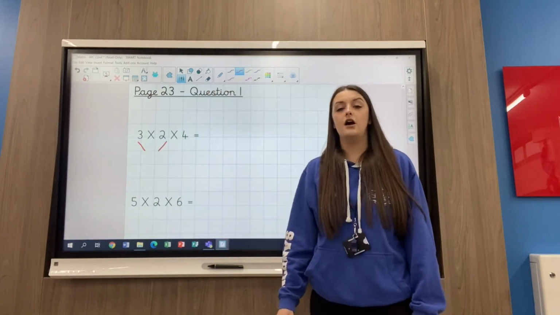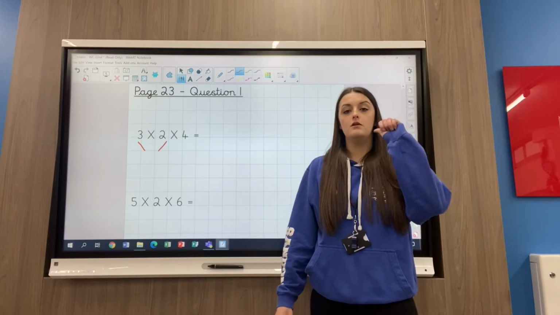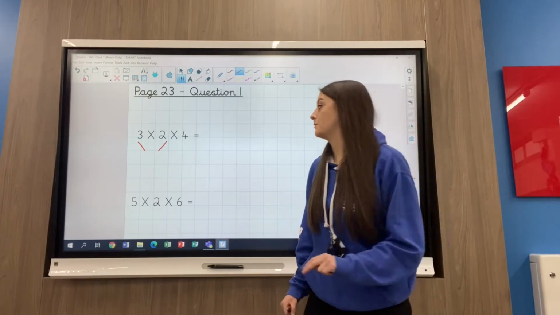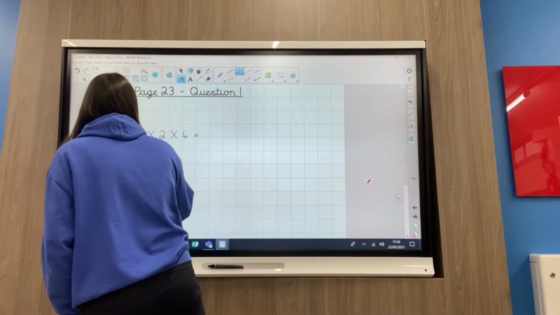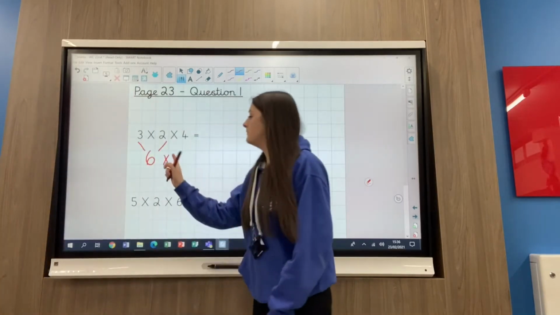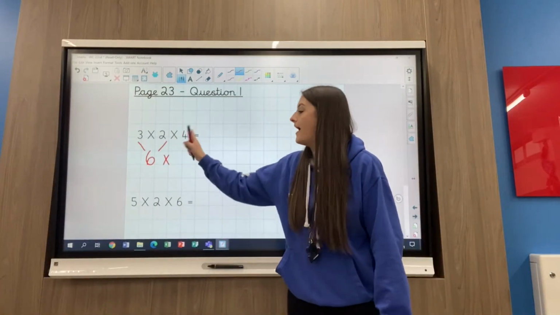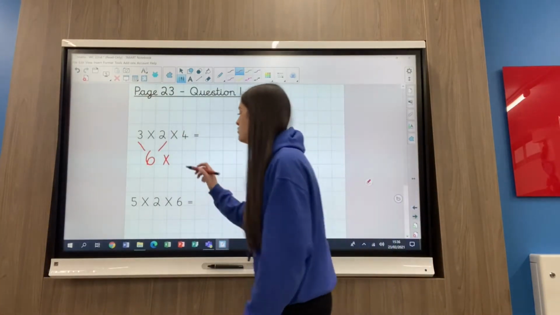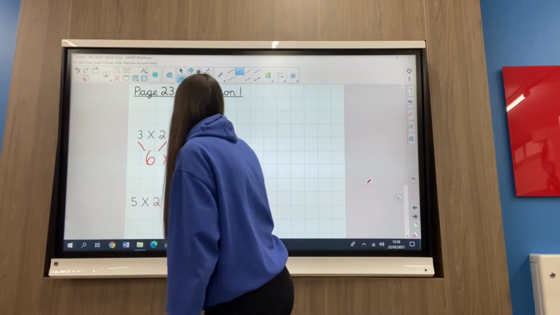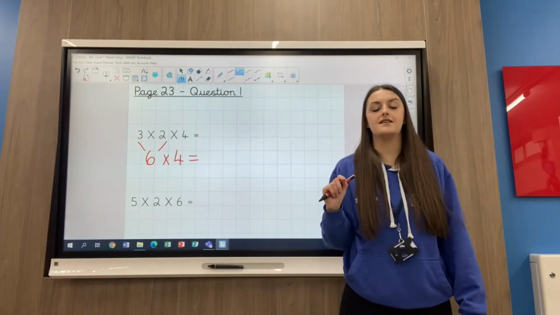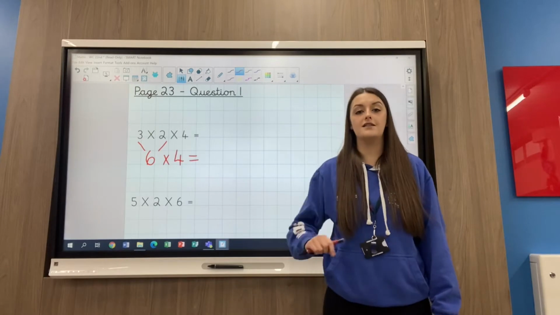So I'm going to cover over the multiplying by 4, and I'm first of all going to do 3 times 2. 3 lots of 2. So let's count in our 2s. 2, 4, 6. Okay, so that's the answer to that, 6. And I'm going to be multiplying 6 by 4. So I've broken it down into 2 parts. 6 times 4, 6 lots of 4s. So let's count in our 4s until we've got 6 lots of 4s.